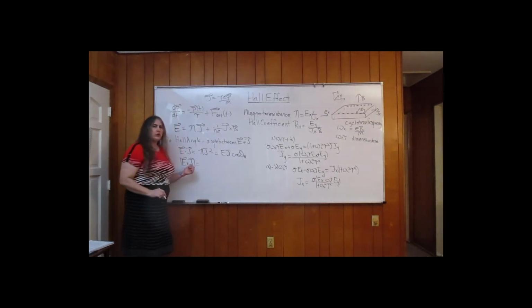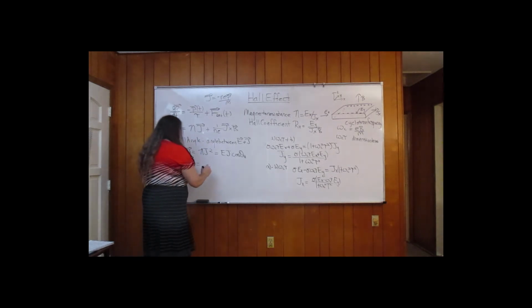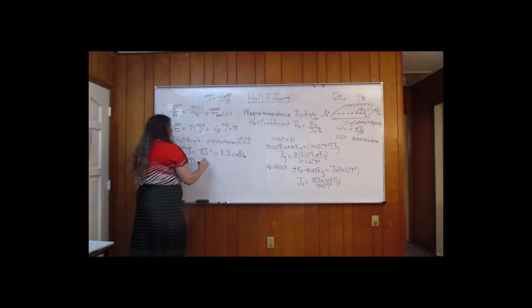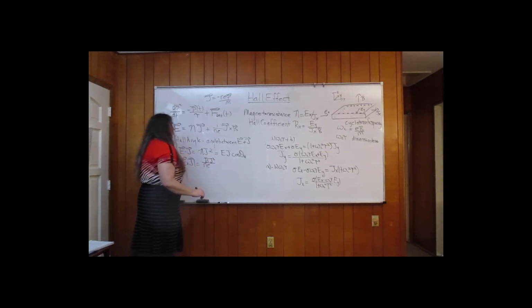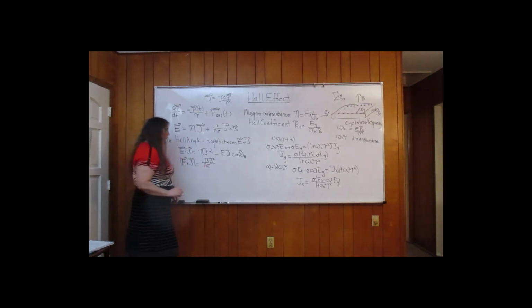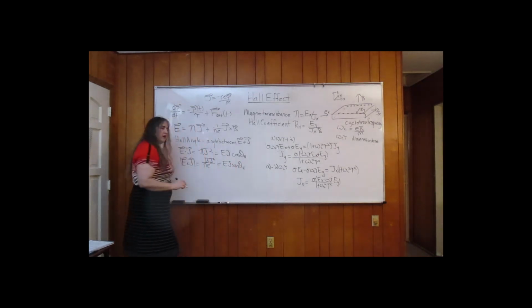You can also calculate the cross product of the electric field and the current density. The first term there is going to drop out, j cross j is just 0. And the second term is going to give me B j squared over n e, and that's just equal to E j sine theta H, or sine of the Hall angle.